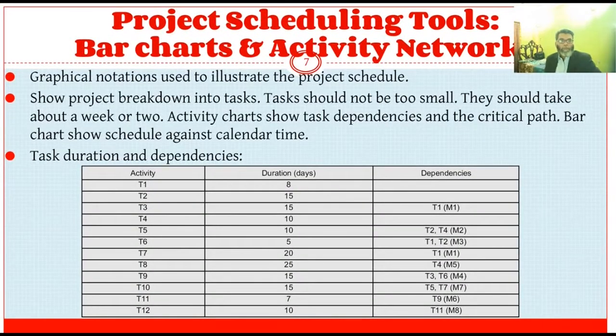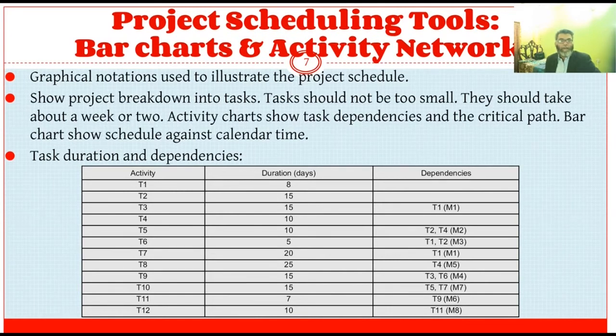Project scheduling tools: bar charts and activity networks. These are considered as the graphical notation used to illustrate the project schedule. It shows the project breakdown into tasks. Tasks should not be too small. They should be at least for a week or two. Activity chart shows the dependencies and the critical path. And bar chart shows the schedule against a calendar time.